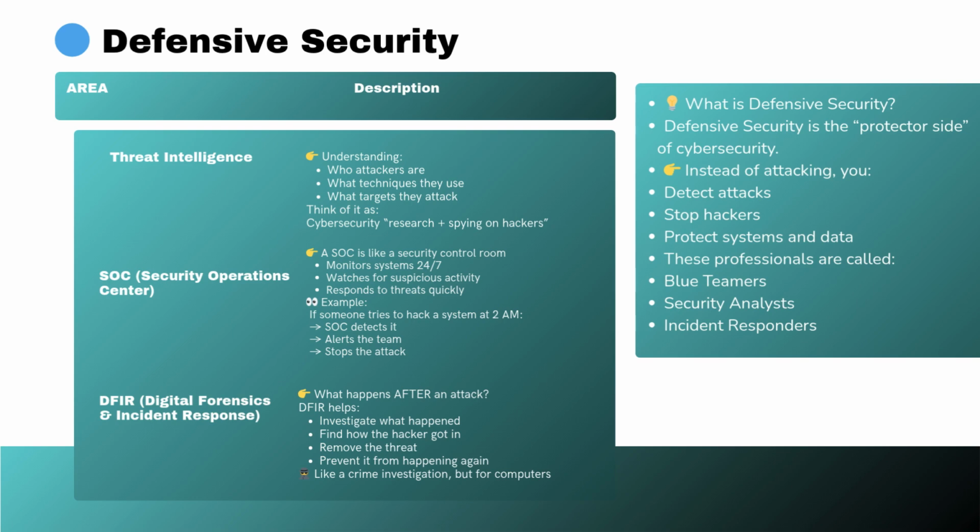Key areas in defensive security. Let's break this down into simple parts. 1. Threat intelligence. This is about understanding attackers, who they are, what techniques they use, and what systems they target. You can think of it like research, almost like studying how hackers think.